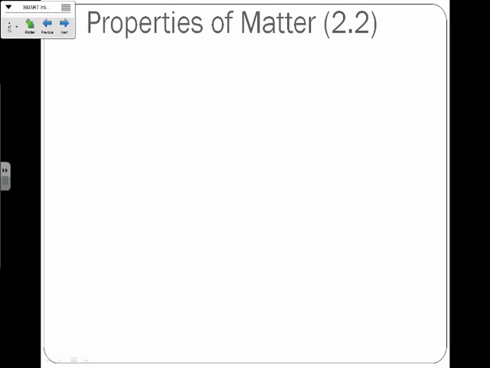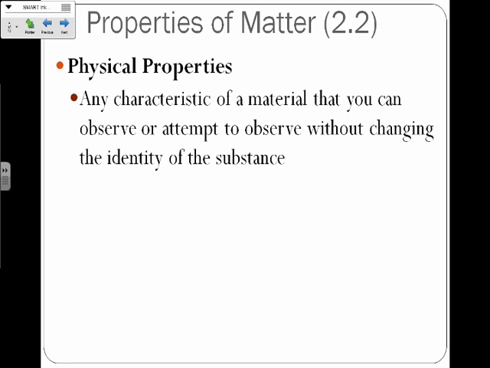Now, let's talk about properties of matter. We've talked about what matter is, so let's talk about properties of matter. The first type of property we're going to talk about is physical properties. Now, physical properties are any characteristic of a material that you can observe or attempt to observe without changing the identity of the substance. So the substance never changes in regards to physical properties.